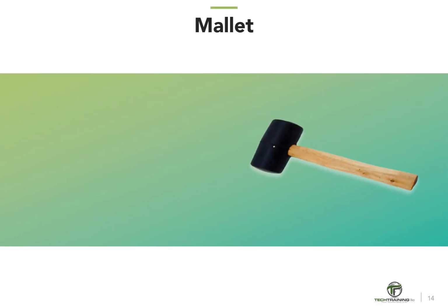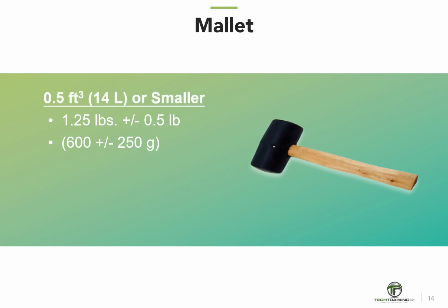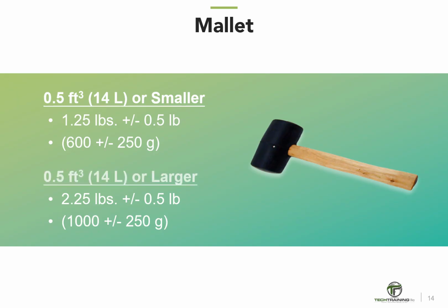A mallet is also necessary. The mallet, with a rubber or rawhide head, shall have a mass of 1.25 pounds, plus or minus 1/2 pound, or 600 grams, plus or minus 250 grams, for use with measures of 0.5 cubic feet, or 14 liters or smaller. And a mallet having a mass of 2.25 pounds, plus or minus 1/2 pound, or 1,000 grams, plus or minus 250 grams, for use with measures larger than 0.5 cubic feet, or 14 liters.